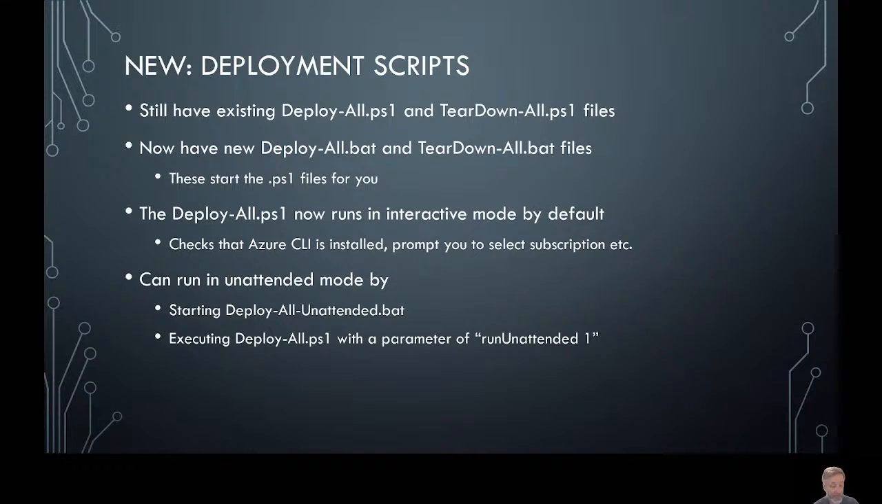You can still run in unattended mode if you want to. So you can just run either the deploy all unattended.bat file, or you can run the deploy all PowerShell file with a parameter of run unattended with a value of 1. That's all the batch file does for you.